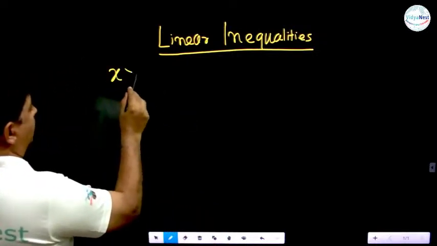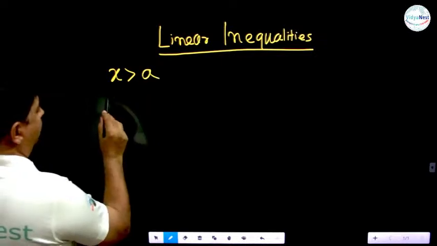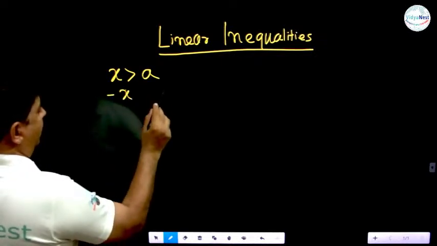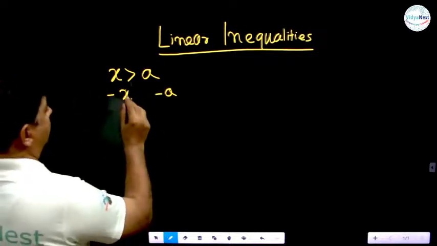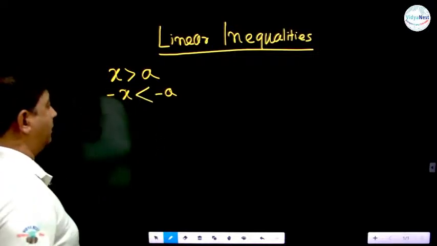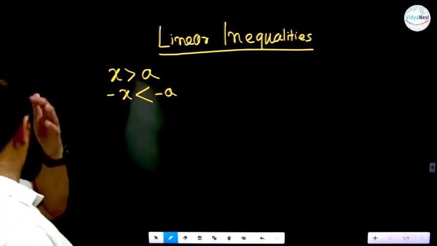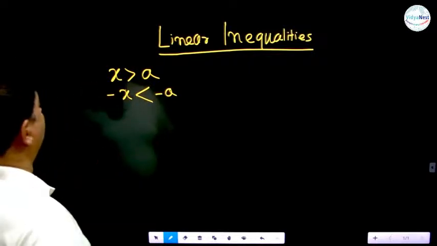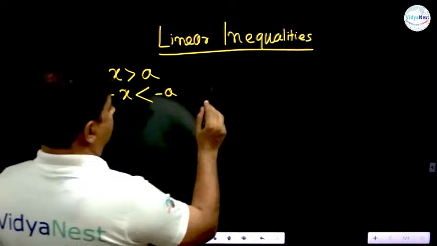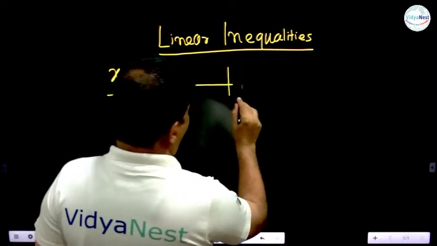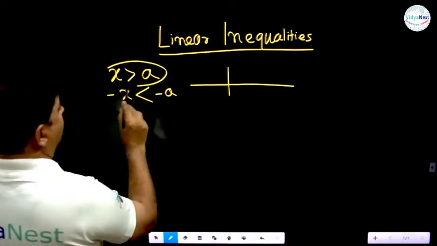Suppose x greater than a. So if I introduce minus to both sides, greater than will become less than. This is one type. Suppose you are plotting this on a number line, x greater than a.